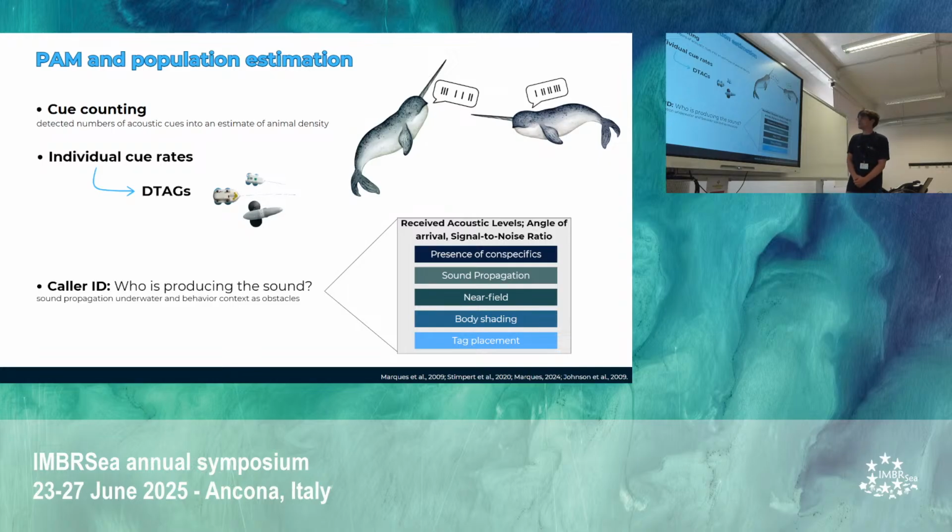What scientists usually do to respond to this question is to use received acoustic levels on the DTAG. Also, they assess the angle of arrival of that sound on the tag, and also signal-to-noise ratio. But these techniques still have their caveats: you have to account for the presence of conspecifics, as I said, also the sound propagation, but also near-field and body shading effects that would be mainly related to the tag placement.